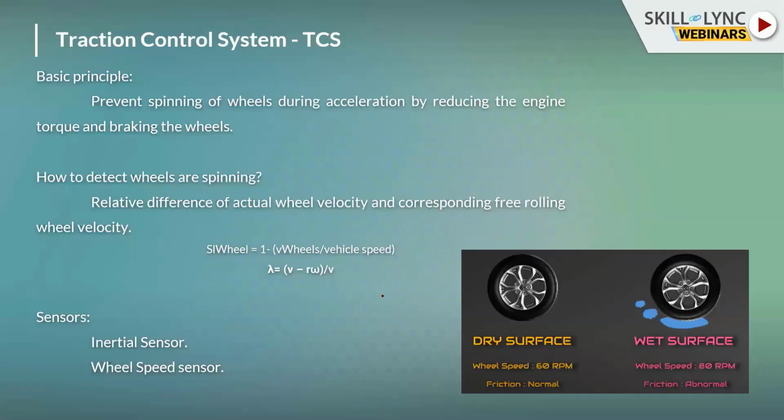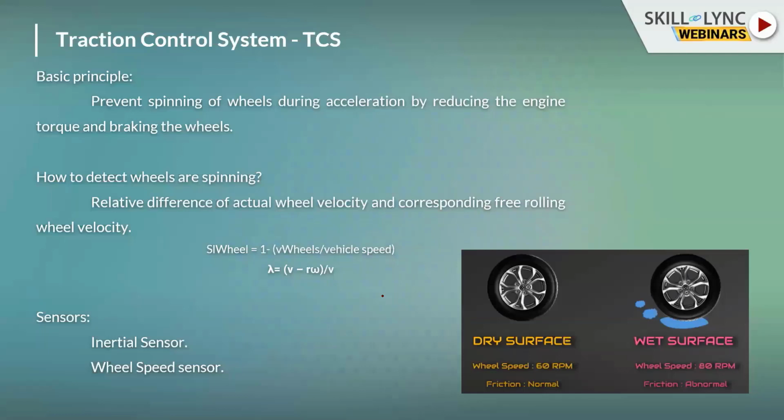It is equal to the vehicle speed, minus the wheel speed, divided by the vehicle speed. That is, the speed at which the vehicle is traveling, minus the speed at which the wheel is rotating, divided by vehicle speed. The vehicle speed is the translation velocity, and the wheel speed is the rotational velocity. So translation velocity minus rotational velocity, divided by translation velocity. That is what I mean.